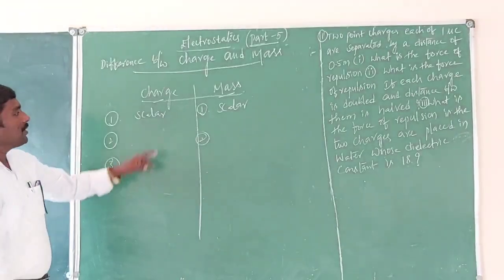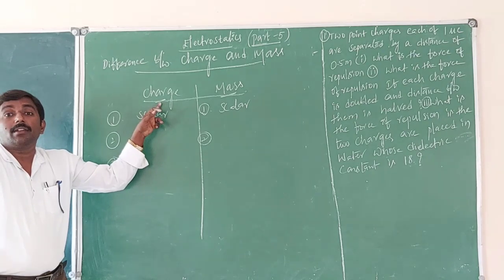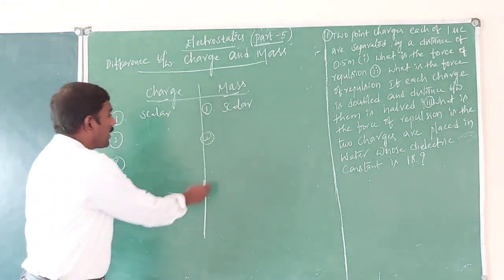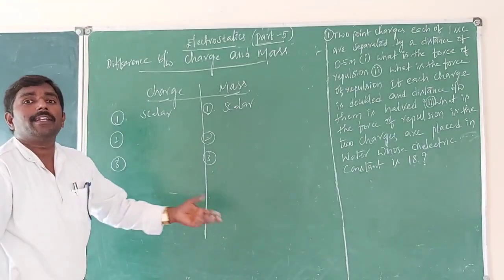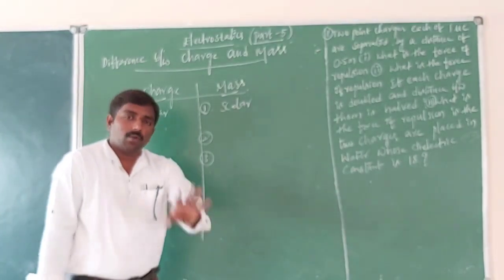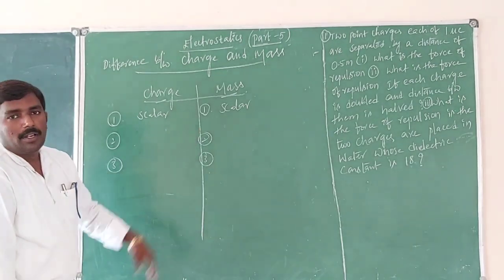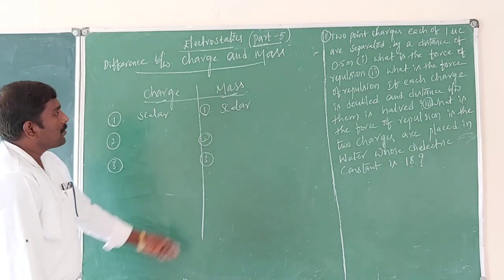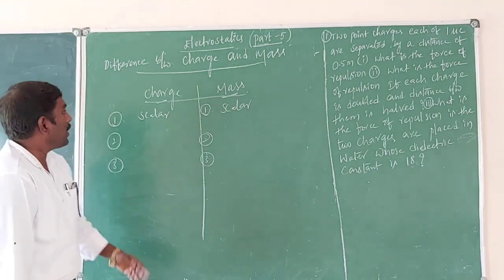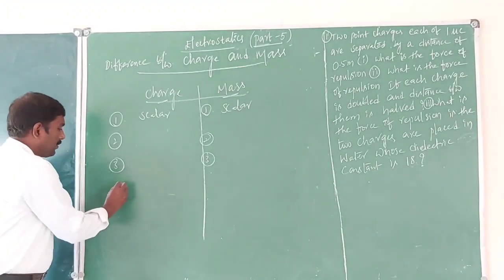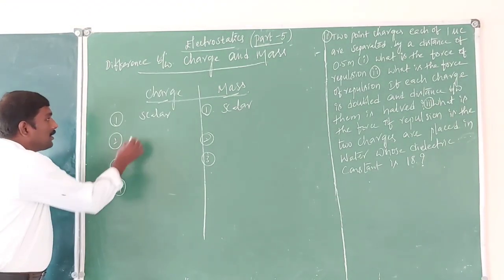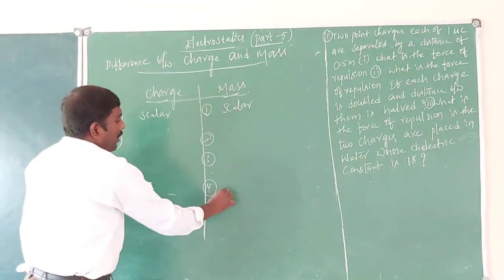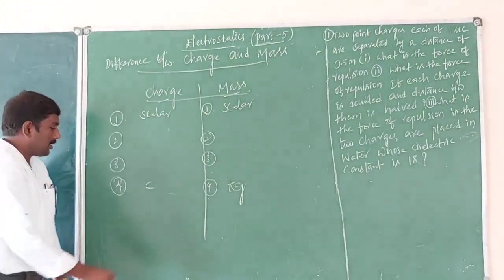Next, third one. Charge is a derived quantity, not a fundamental quantity. Mass is a fundamental quantity. Already we know that fundamental quantities are 7, and among these 7, mass is one of the physical quantities. So mass is a fundamental quantity, charge is a derived quantity. Next, fourth one. The SI unit of charge is coulomb and the SI unit of mass is kilogram.